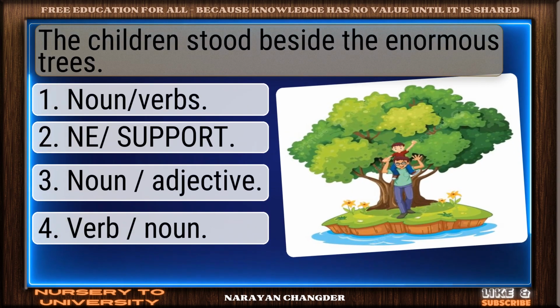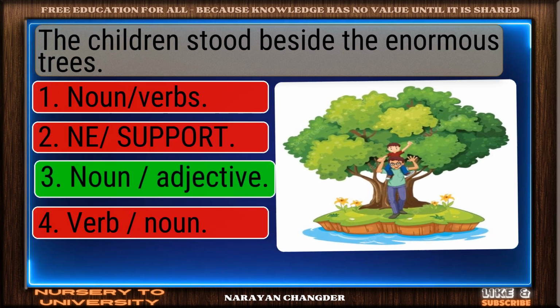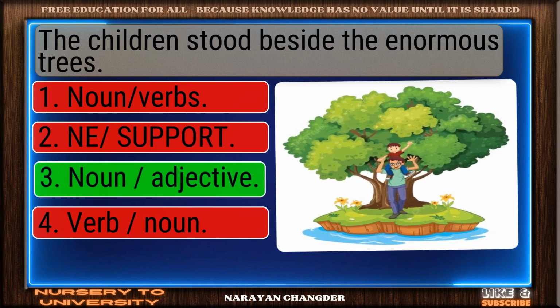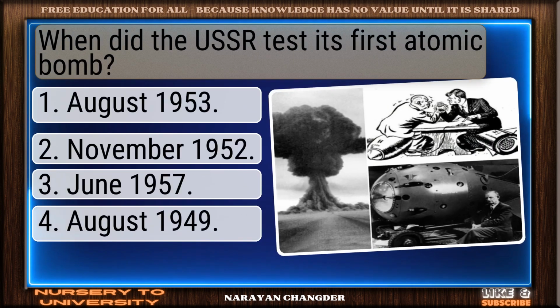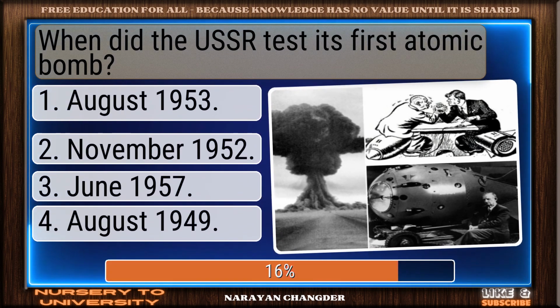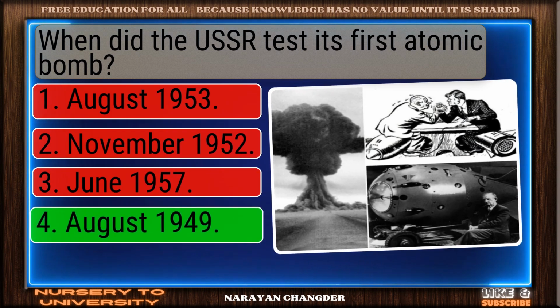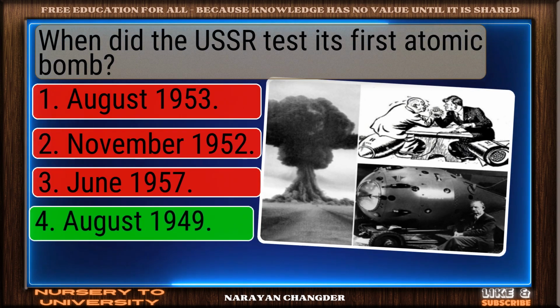The children stood beside the enormous trees. You chose noun's adjective, and it is correct. When did the USA test its first atomic bomb? Smart pick. August 1949 is the correct choice.